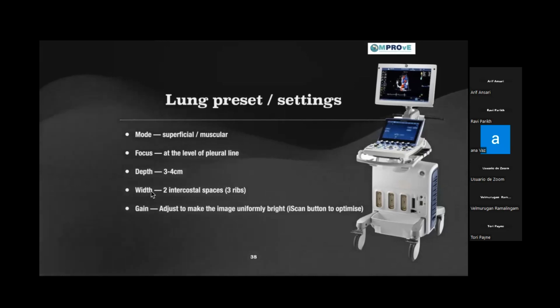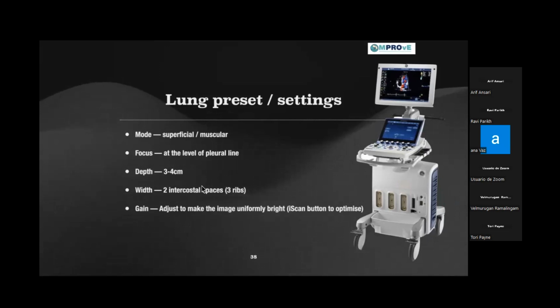What will be the width of the sector of the scan? You want to keep at least 2 intercostal spaces. Why do we need 2 intercostal spaces or 3 ribs? Again, to identify the bat wing sign.